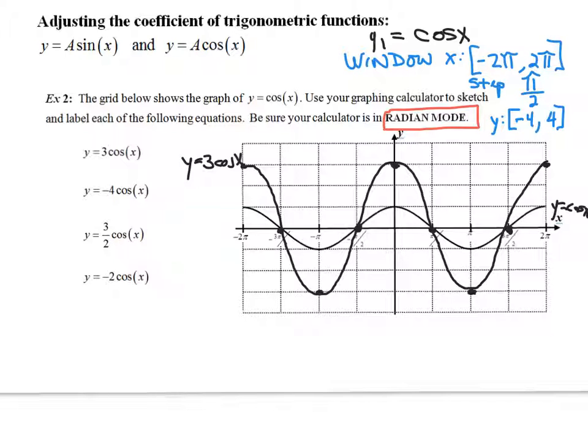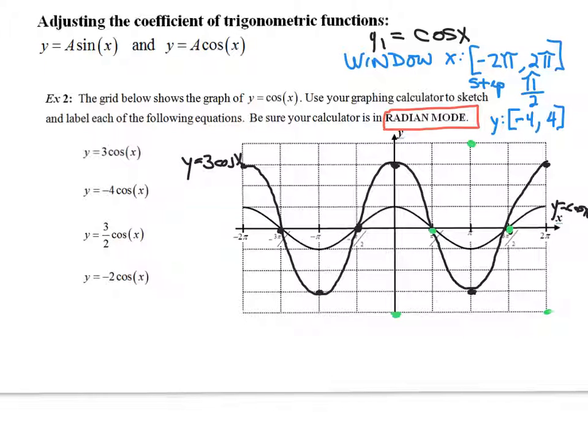Now the negative 4 just tells me that not only am I dilating by 4, but I'm also reflecting across the x-axis. Now that's just the same as saying take the old output and multiply it by negative 4. So where my output used to be 1, my output is now going to be negative 4. Where my output was 0, it's still 0. Where the output was negative 1, now my output will be positive 4. Back to 0, and then back to negative 4.